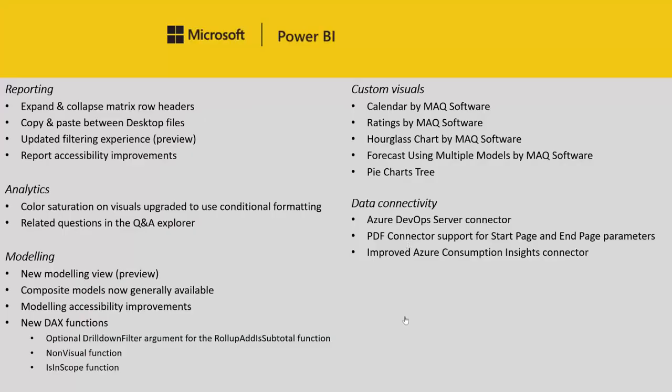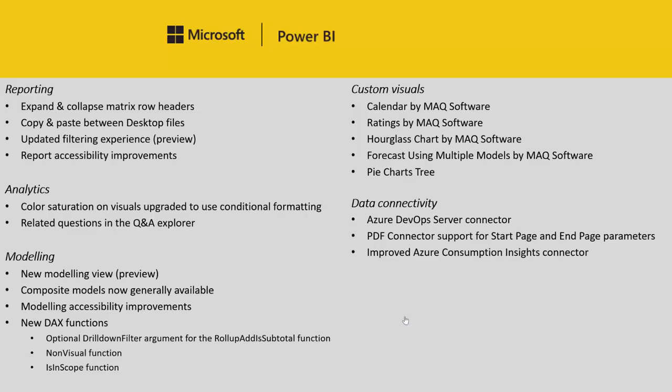Our last section for this month is data connectivity, and we have 3 updates here. The first is a new connector called Azure DevOps Server. This connector allows you to import and transform your data from Azure DevOps Server to build Power BI reports on top of it. And you'll be able to find this connector under the Online Services category within the Get Data dialog.